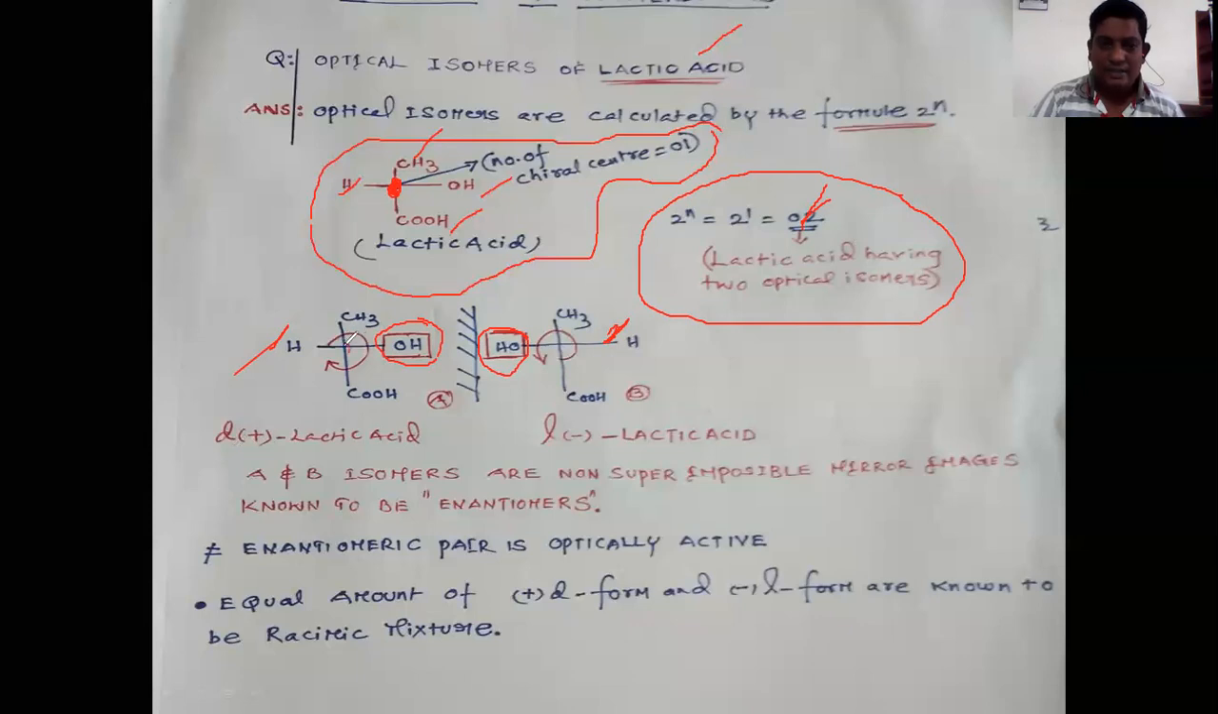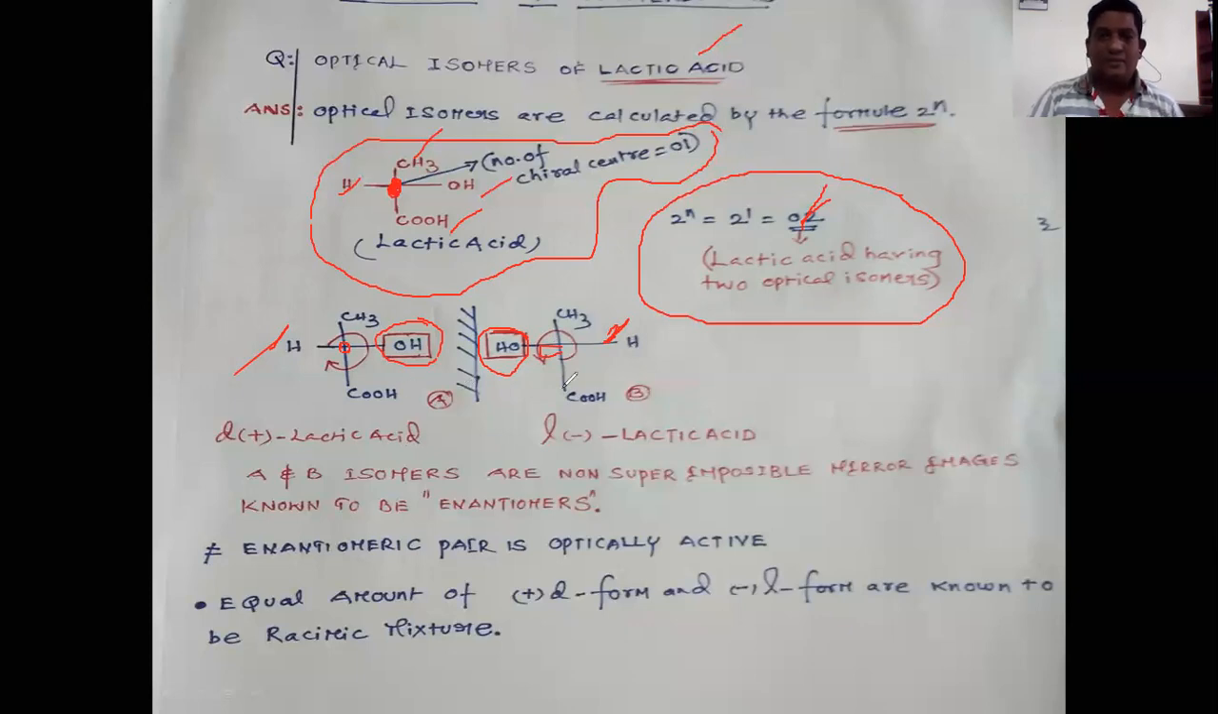How many chiral centers are there? One chiral center. How many optical isomers are possible? The number of optical isomers is identified using the formula 2 power n. 2 power 1 is equal to 2. The number of optical isomers is 2. First one is D plus lactic acid, second one is L minus lactic acid. Dextro lactic acid, levo lactic acid. Plus lactic acid, minus lactic acid.